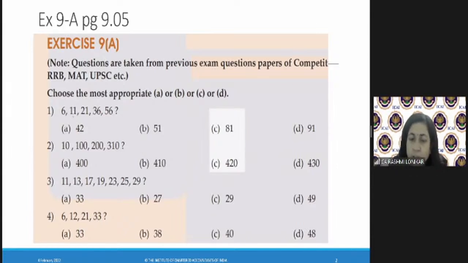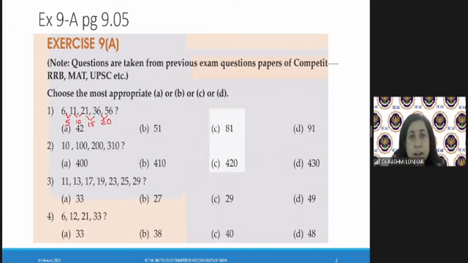Okay. Now let us see what are the differences. So I always tell my students, I do this way. 11 minus 6 is 5. Then 21 minus 11 is 10. 36 minus 21 is how much? This is 15. 56 minus 36 is 20.